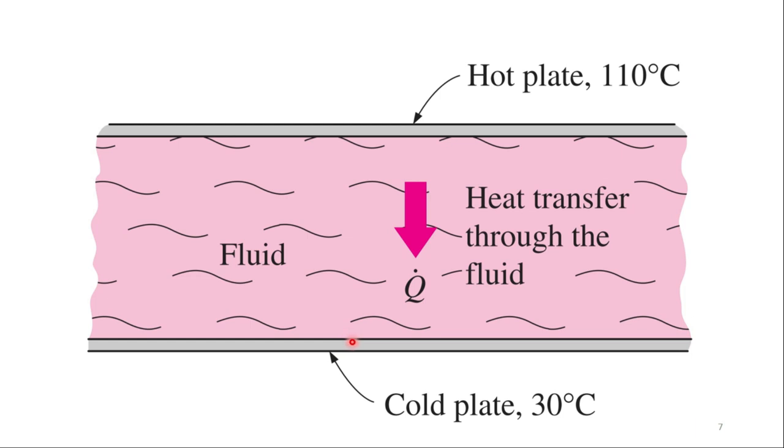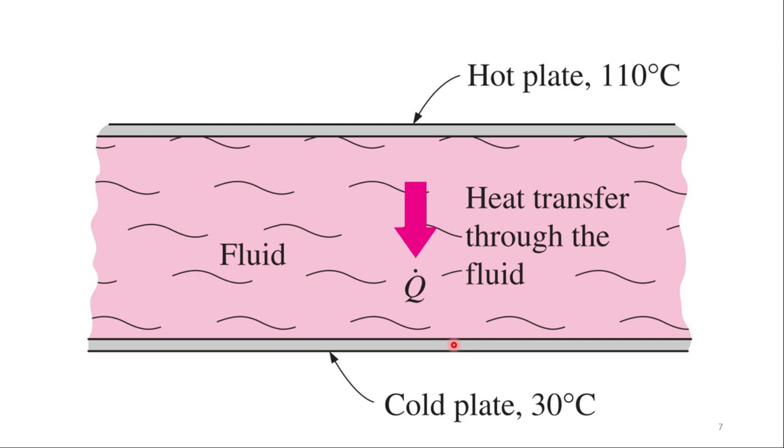If there is no fluid motion, the energy of the hotter molecules near the hot plate will be transferred to the adjacent cooler fluid molecules. This energy will then be transferred to the next layer of the cooler fluid molecules until it finally transfers it to the other plate at the bottom. This is what happens during conduction through a fluid.